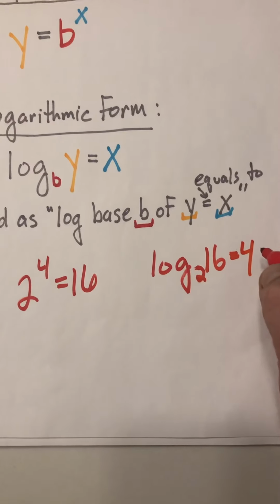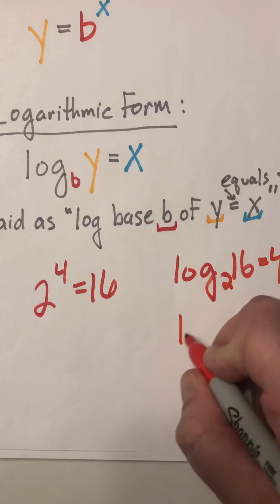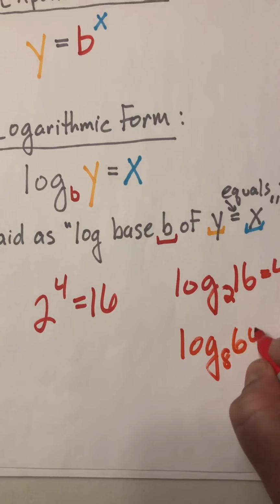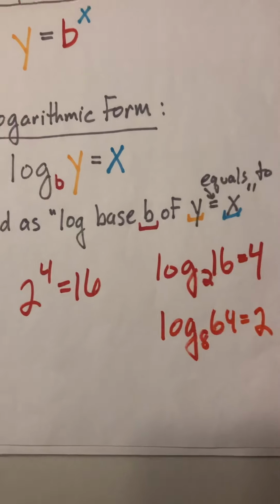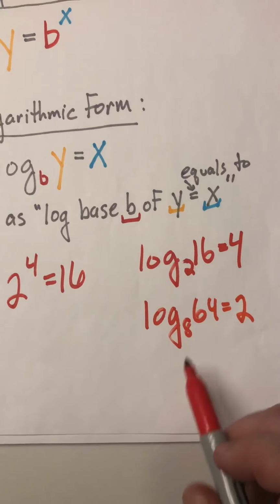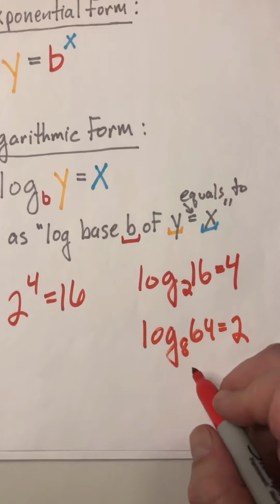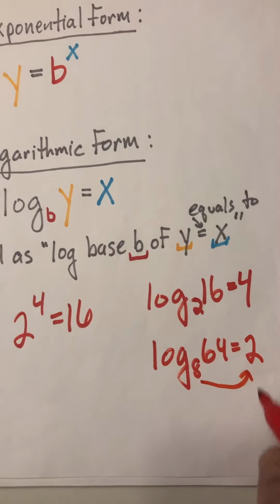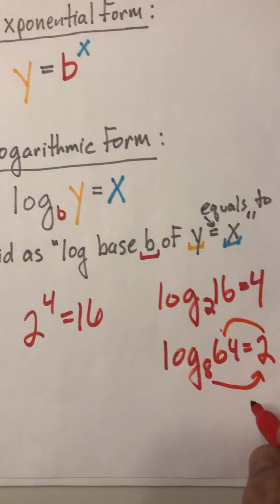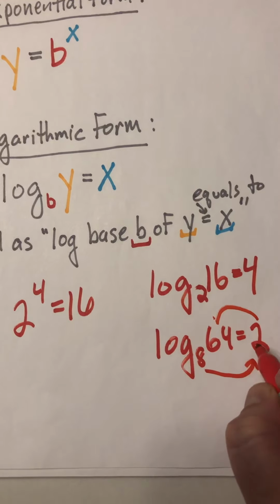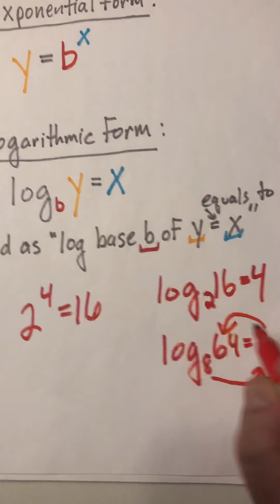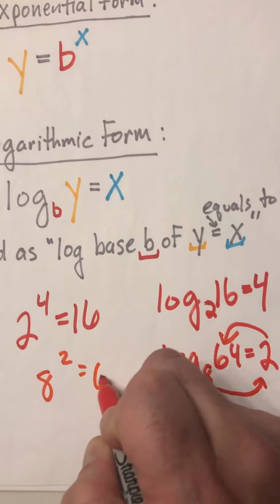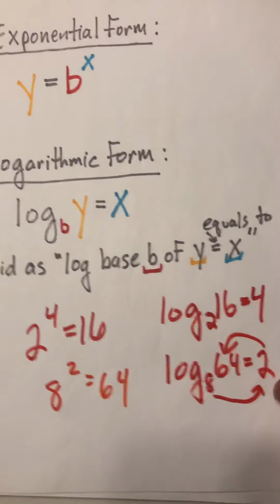And then what we did last class too is we went backwards. So for example, if I had, let's say, log base 8 of 64 equals 2, and that's given to me in logarithmic form, and I want to go from log form to exponential, you simply start at the little base, that's your b, I raise it to the x, and set that equal to the y. So then you would write that as 8 to the 2 equals 64, just like that.